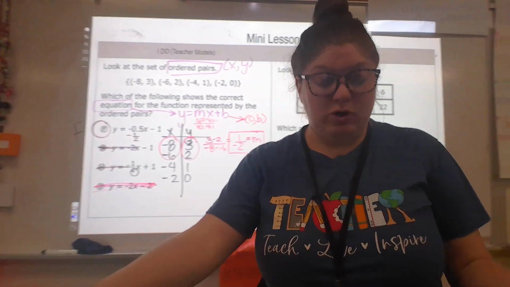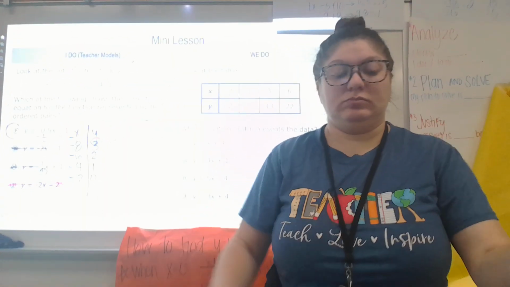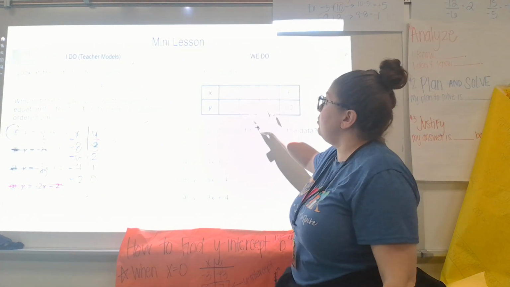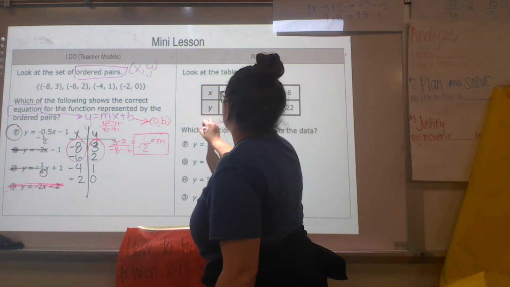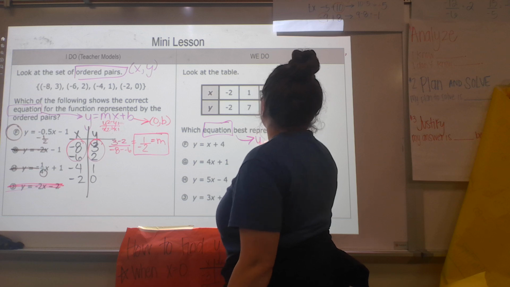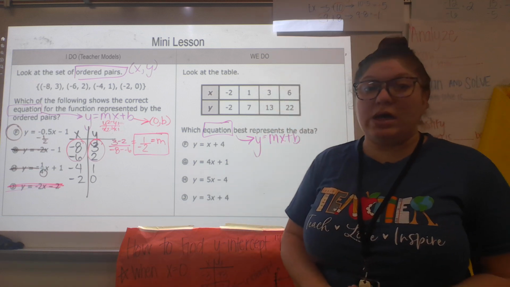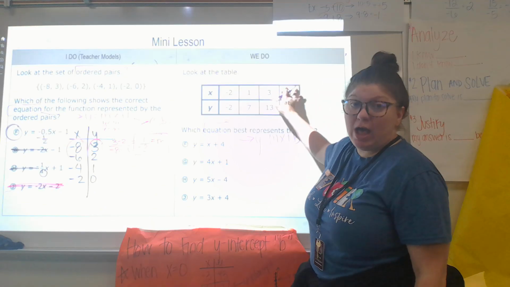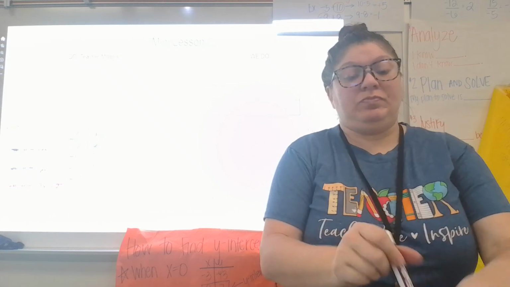Okay, we're going to do one more. It says, look at the table. Ooh, they labeled our x and y for us. Nice. Which equation best represents the data? Remember, my equation is y equals mx plus b. Normally, I would try to get my y-intercept based on the information in my table. I don't have any zeros as my x, so I don't have a starting point here. So I can't start with my b. Let's go ahead and start with my slope.